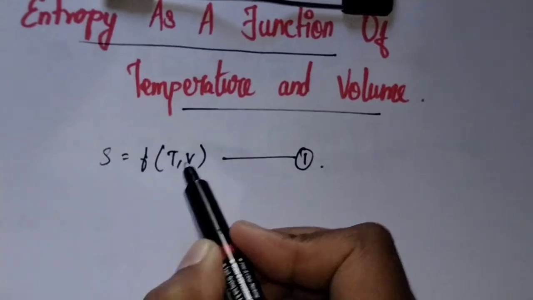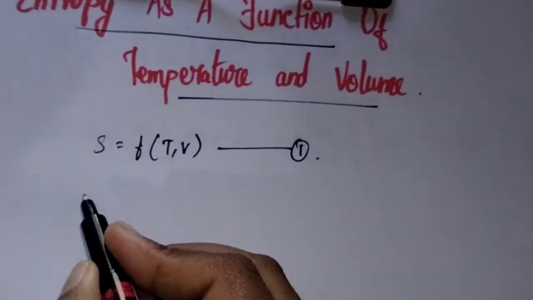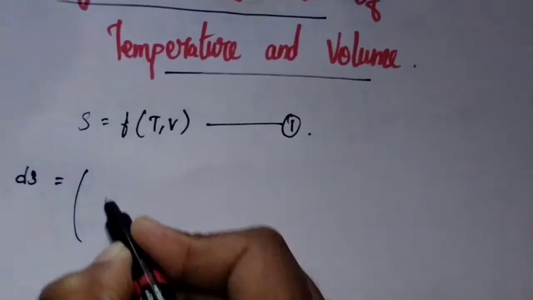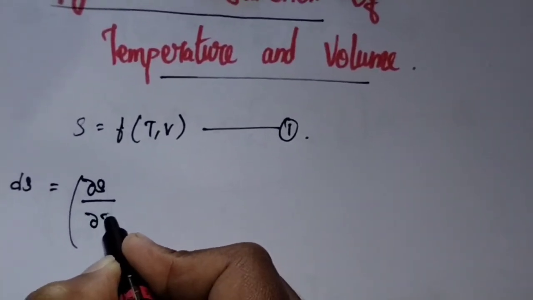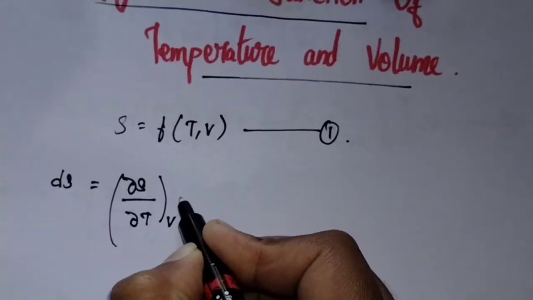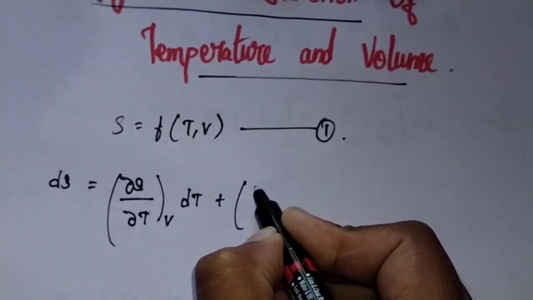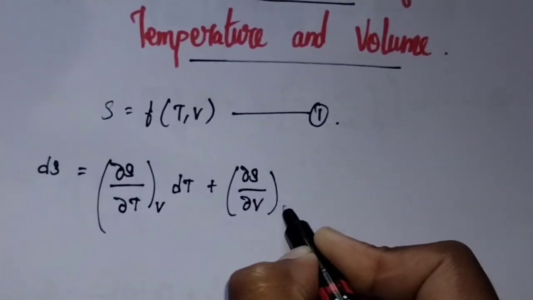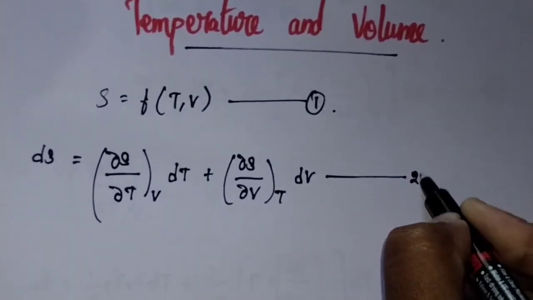Next, differentiating equation 1, we get dS is equal to dou S upon dou T at constant volume into dT plus dou S upon dou V at constant temperature into dV. Take this as equation number 2.